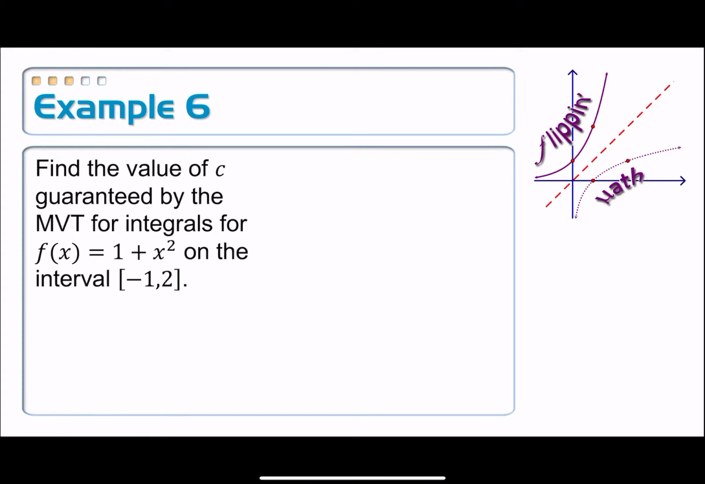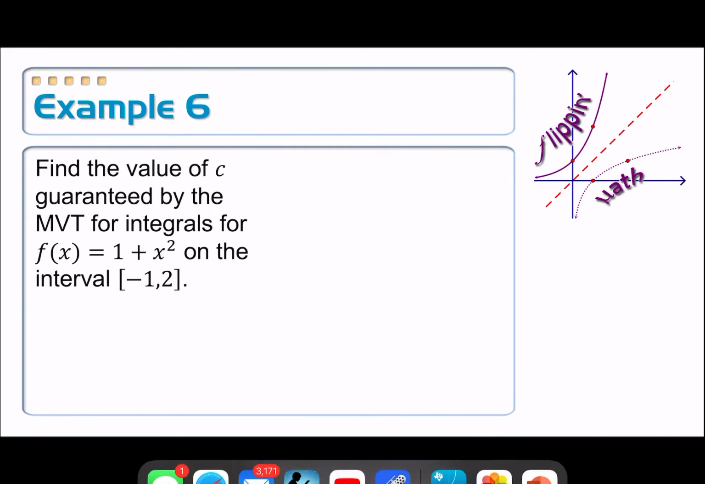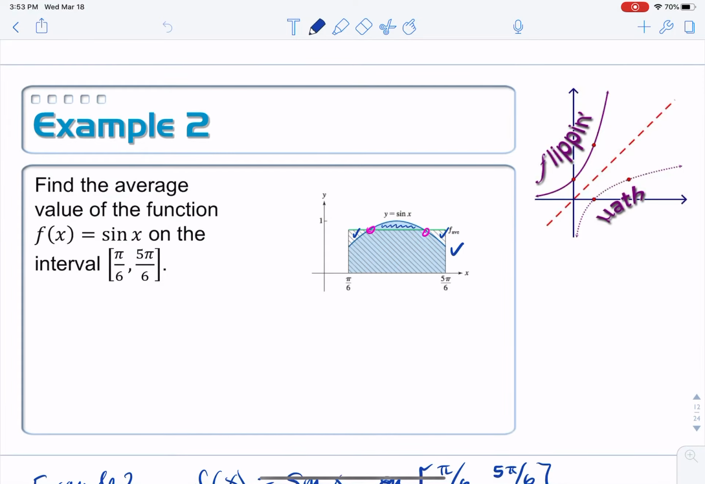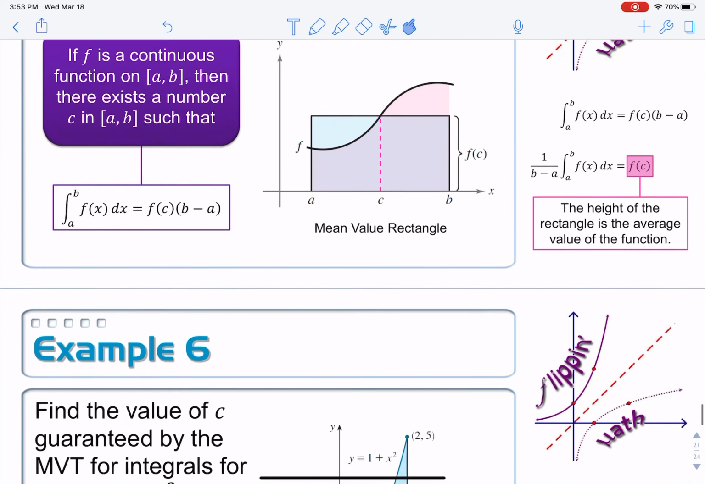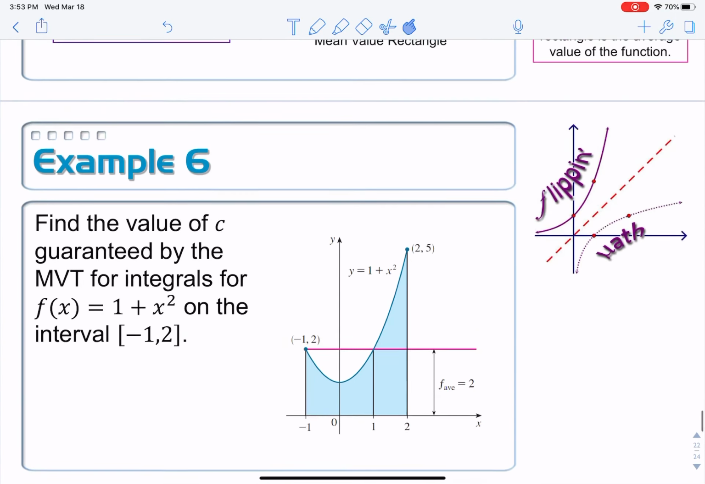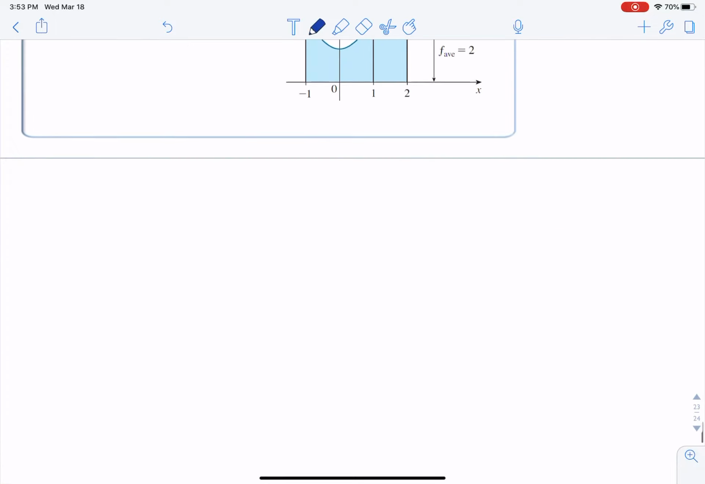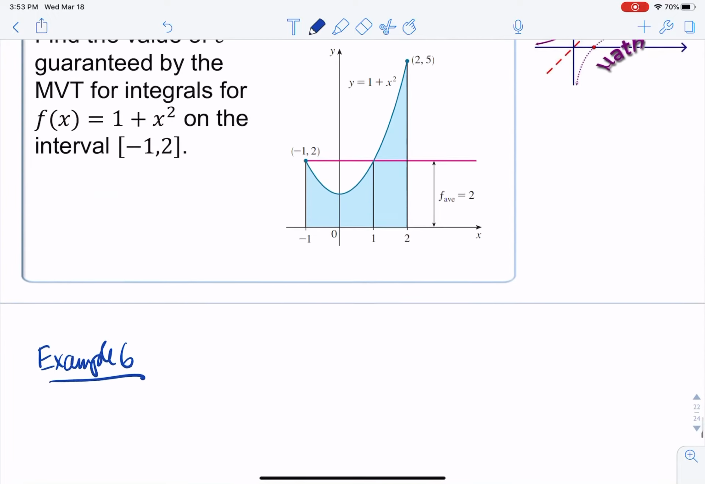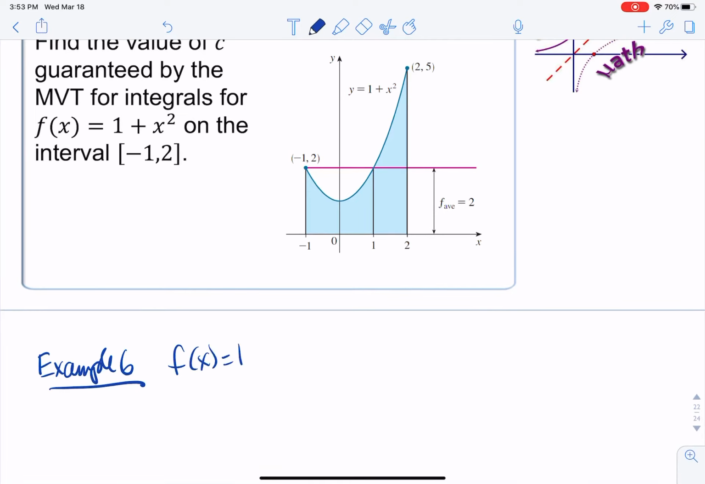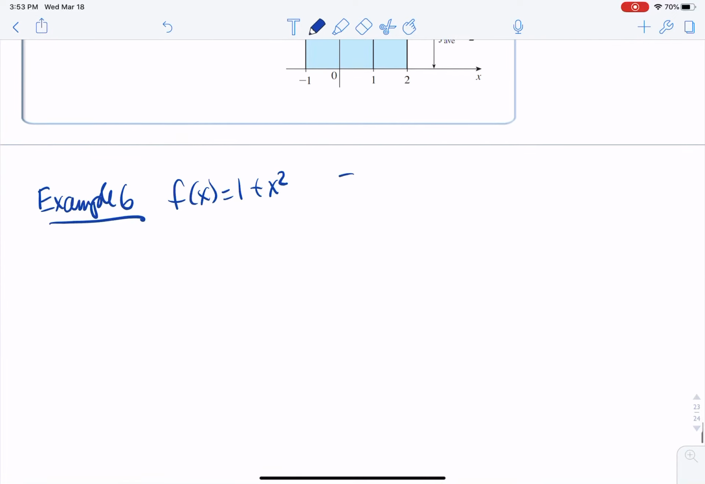Find the value of c guaranteed by the mean value theorem for integrals for f of x equals 1 plus x squared over the closed interval from -1 to 2. So let's see here. I was able to actually use the little finger tool. Ignore the picture there. This was example 6, and our function f of x is equal to 1 plus x squared. We're going over the closed interval from -1 to 2.